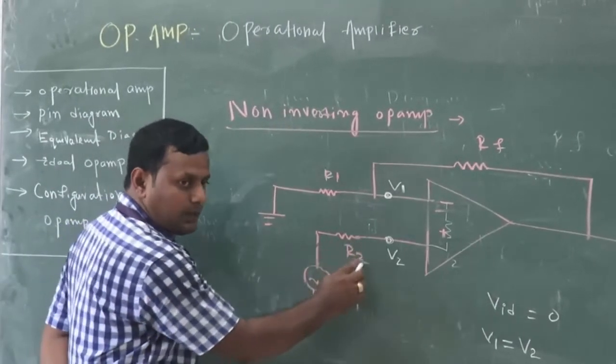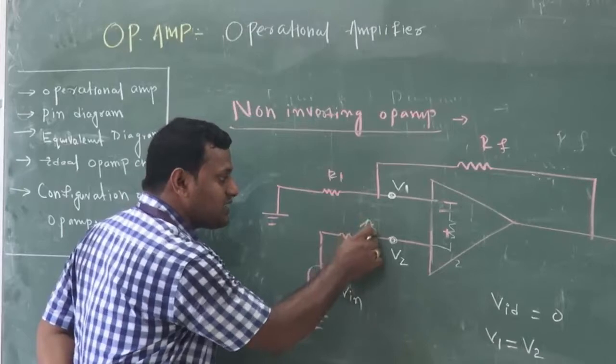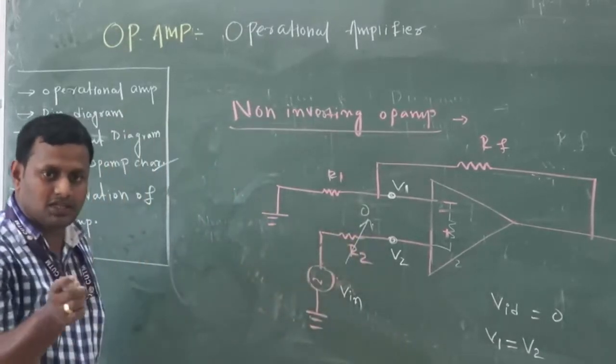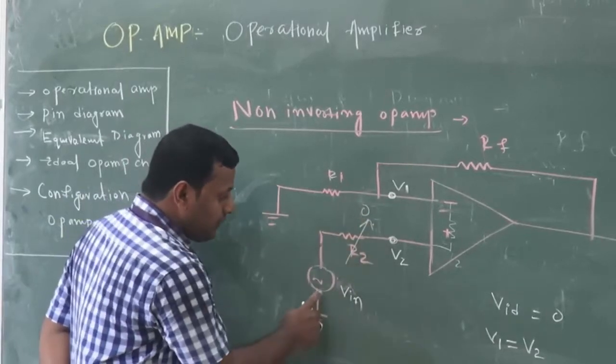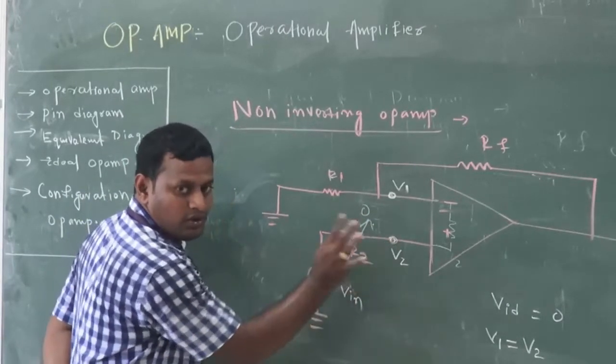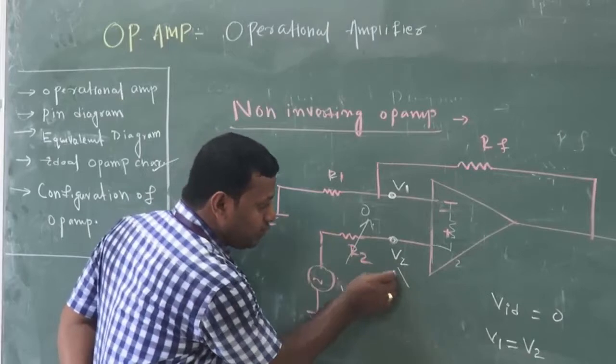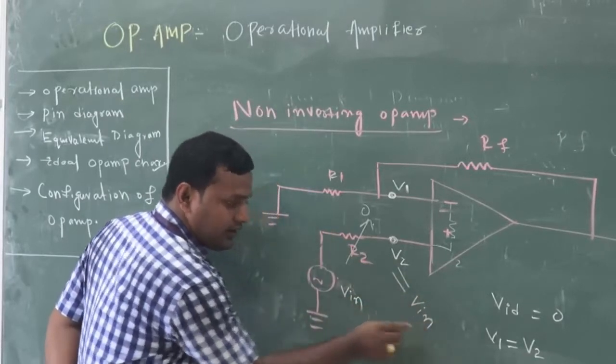As there is no current flowing over here, the drop across here is equal to 0, because current into resistance is the drop. So the drop across here is equal to 0. That means this V in is equal to V2. So V2 is equal to V in.